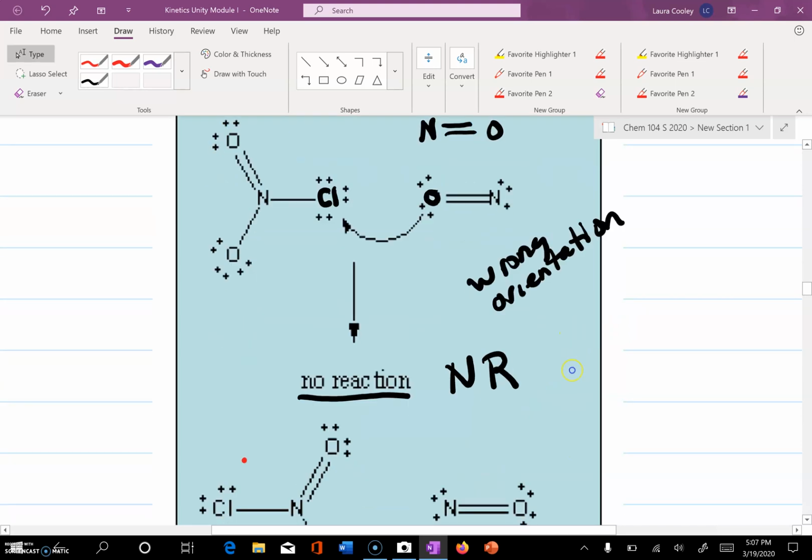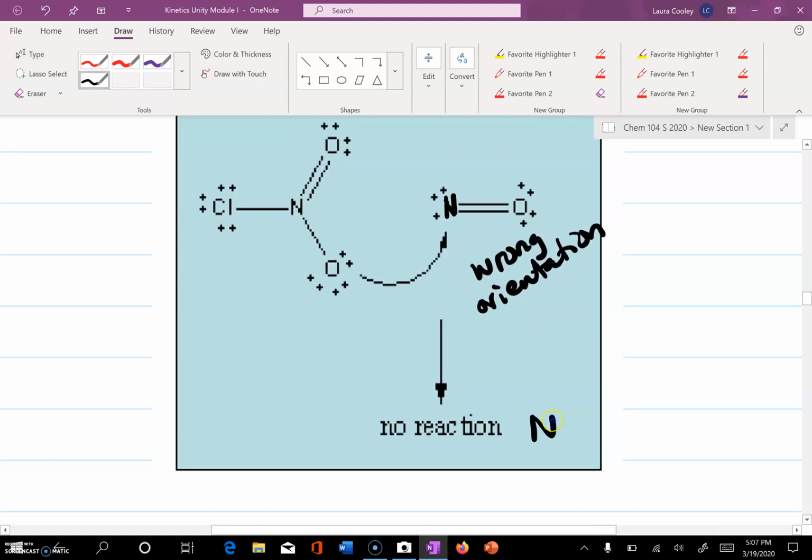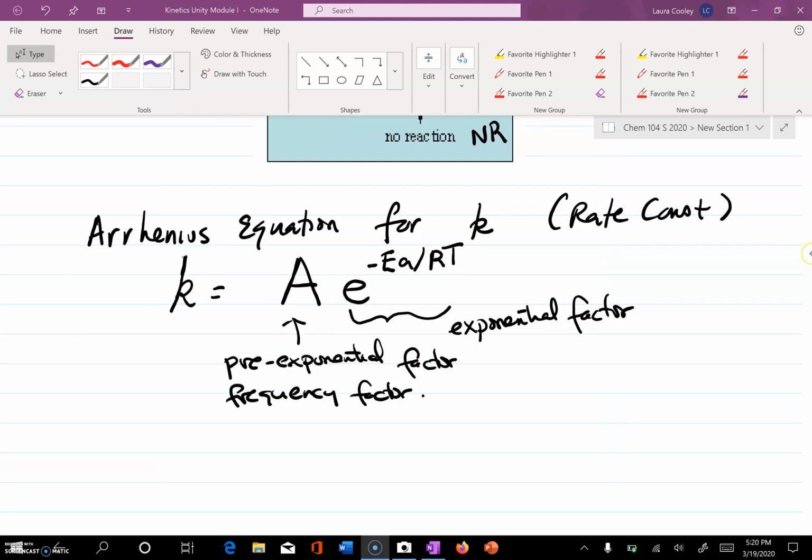And there's another example down here where now the ClNO2 molecule is flipped around and the O is trying to react here with the N of the NO. And again, this is the wrong orientation. And so there will be no reaction. Okay.